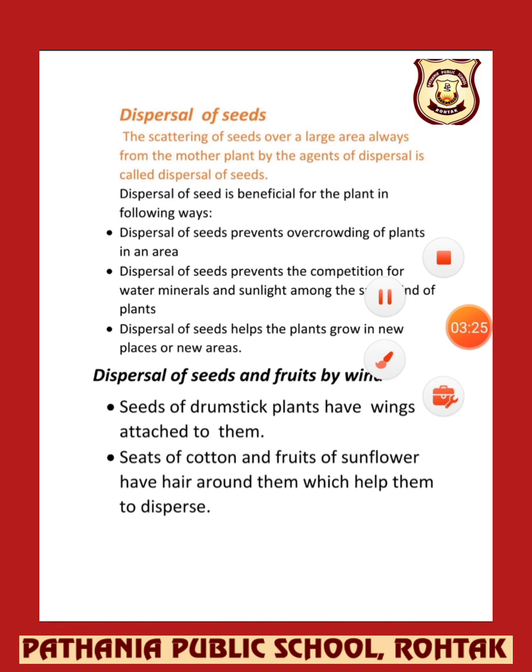How do these seeds disperse from one place to another? The scattering of seeds over a large area away from the mother plant by the agents of dispersal is called dispersal of seed. Now what are the agents? As we have discussed earlier, butterflies, bees, animals are agents.